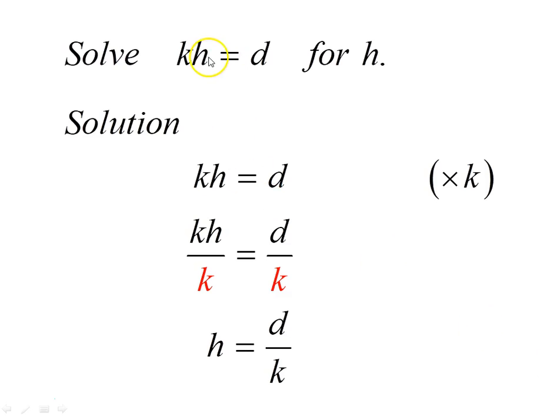Next step, let's solve kh = d for h. Okay, well kh means k times h is equal to d. What's the first thing we did to h? We multiplied it by k. So here we go, multiply by k.